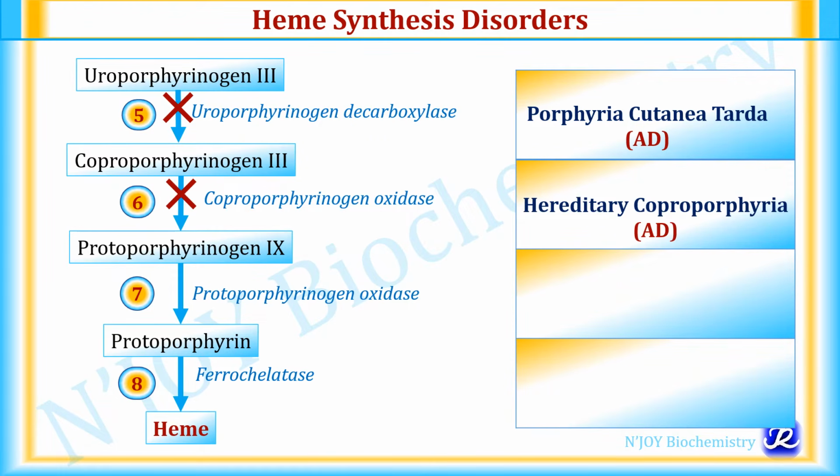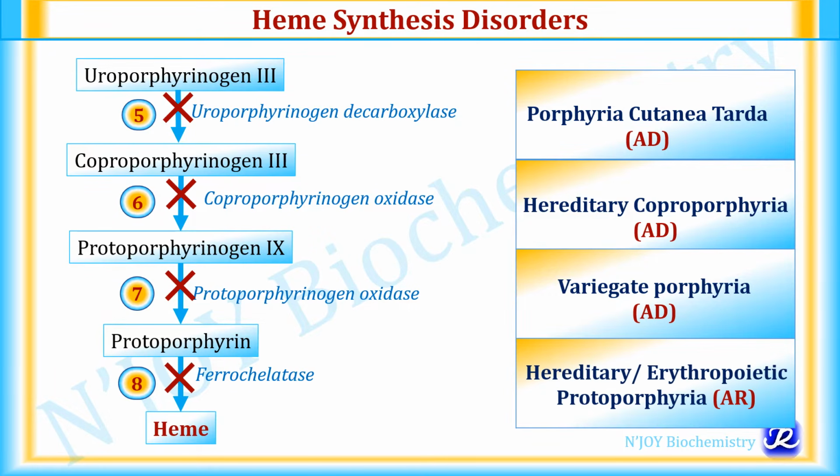Then coproporphyrinogen oxidase defect leads to hereditary coproporphyria, which is also autosomal dominant. Variegate porphyria, autosomal dominant condition, results due to defect in the protoporphyrinogen oxidase. And the eighth enzyme of heme biosynthesis, that is ferrochelatase, if it is defective, it leads to protoporphyria. It is also called hereditary or erythropoietic protoporphyria, and this is autosomal recessive condition.